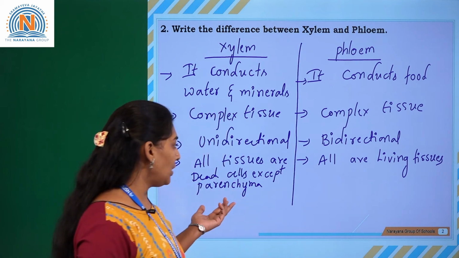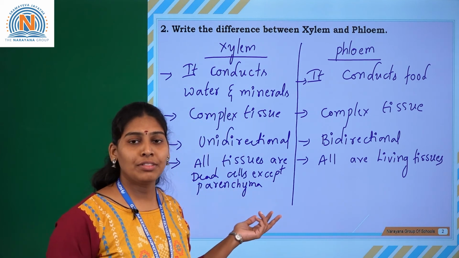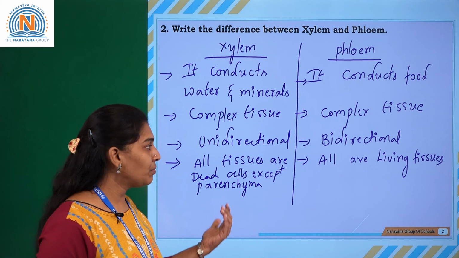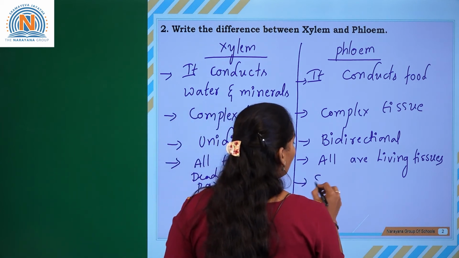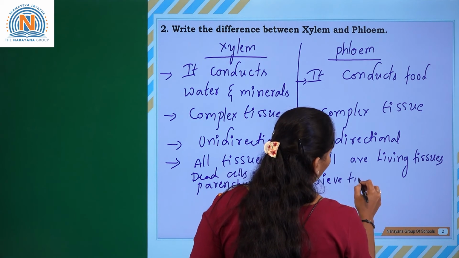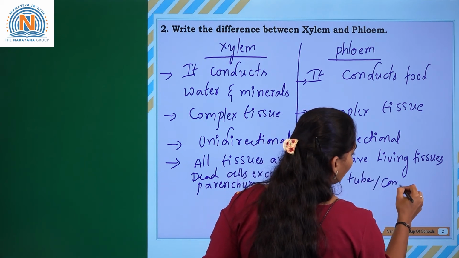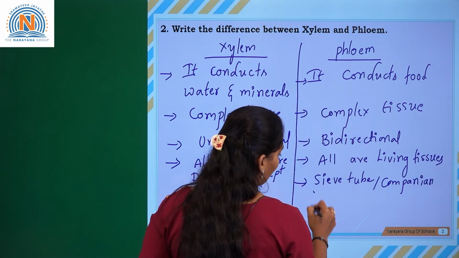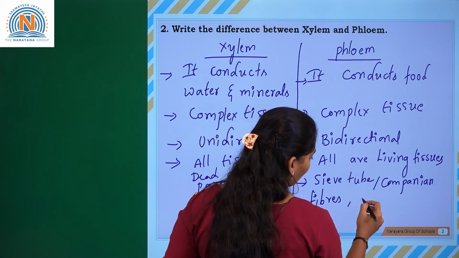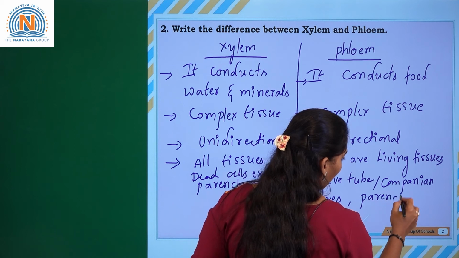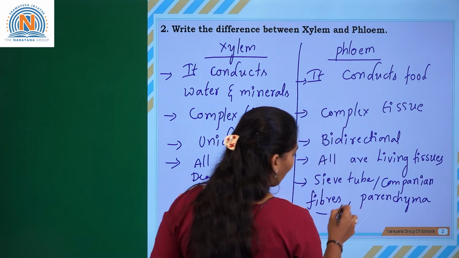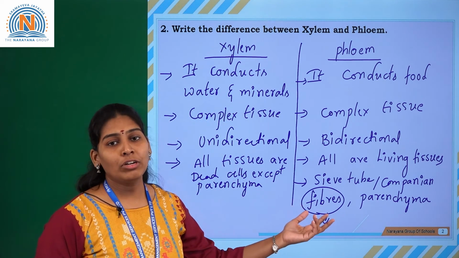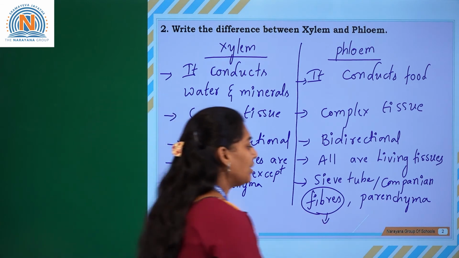Coming to the types of cells, different types are there. In xylem, tracheids, vessels, fibers and parenchyma are the different types, whereas in phloem the types are sieve cells, sieve tube cells, companion cells, fibers and parenchyma. All are living tissue except the fibers. The fibers are dead tissue here. Both are very helpful for the mechanical support of the plant. Let us go to the next question.